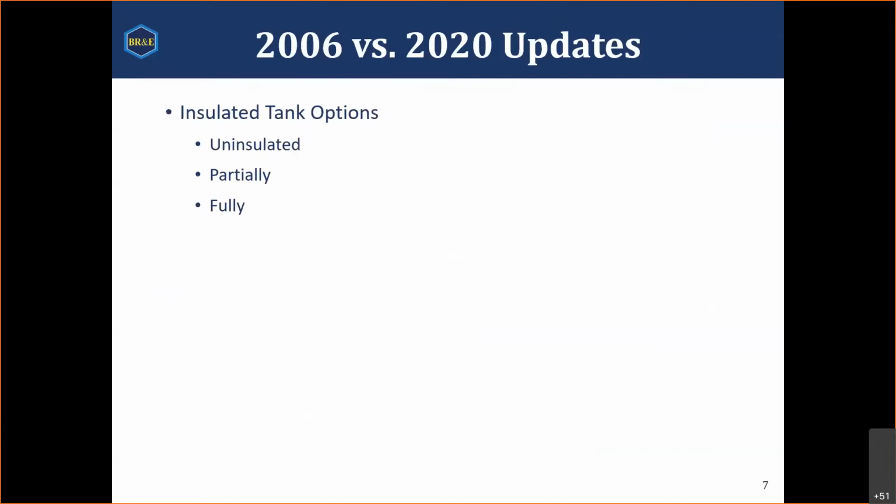All right, a few more updates here. We have the option in the new version to have uninsulated, partially, or fully insulated tanks. Previously, uninsulated were the only equations that were really given. Partially insulated tanks mean that the tank shell is insulated, but the roof is not. And fully insulated tanks means that the shell and the roof are both insulated, and it's assuming that it's being maintained at some constant temperature because of that.